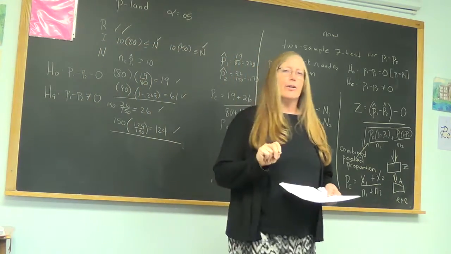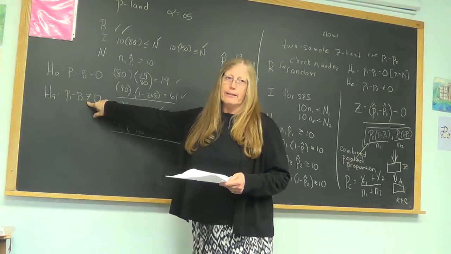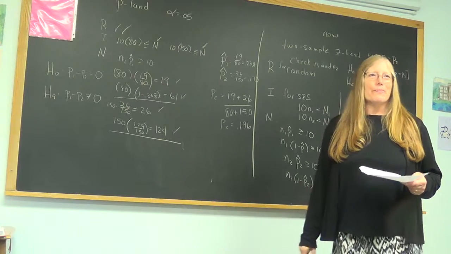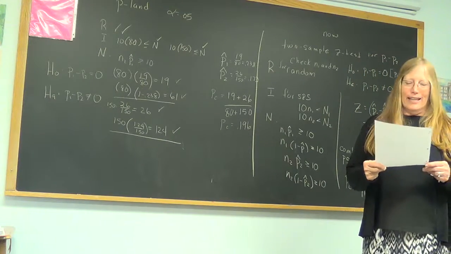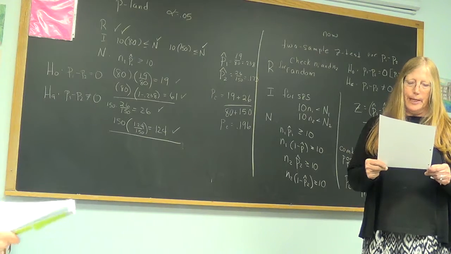Sometimes there's an indicator word which would force you to go greater than or less than. So it would be greater than or less than if it said something like we expect this group to eat more breakfast, or to be better when they eat breakfast. They would have some indicator.